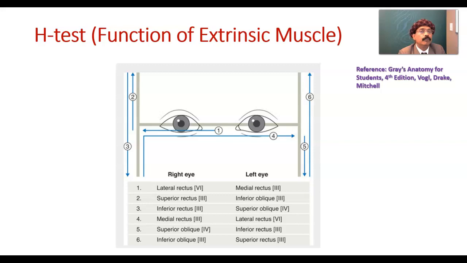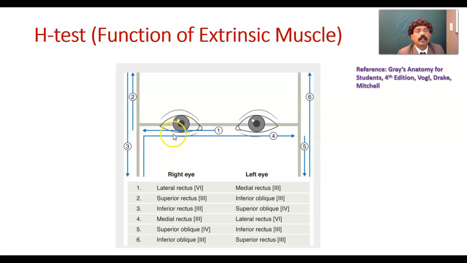If we do the H test, we can assess the function of the extrinsic muscles and their nerve supply. The idea is that the patient should not move the neck and head. They will look straight at the finger or the pen of the examiner, and the examiner will move the finger or the pen, and the patient's eye should follow it. Let's start from the right eye. So this is the right eye.